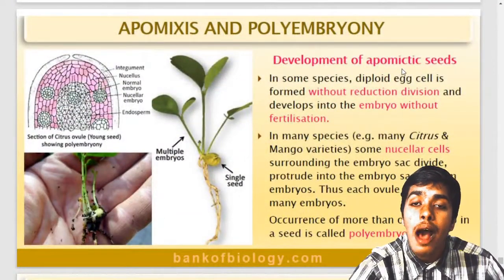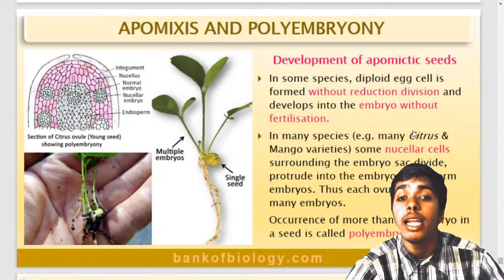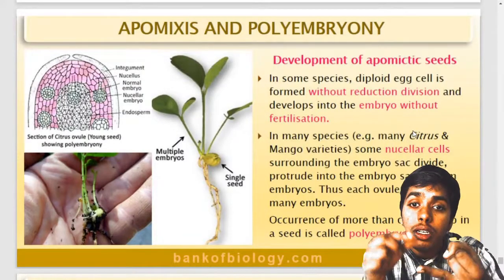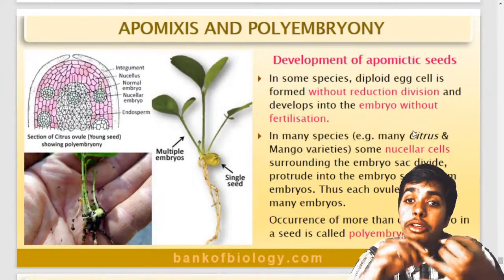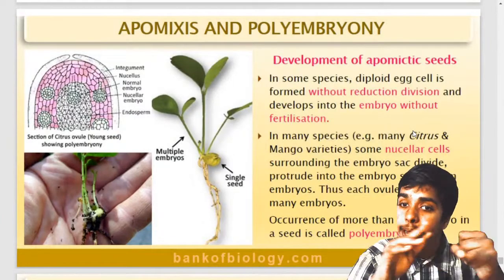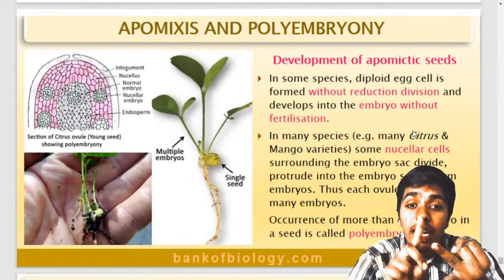Development of apomictic seeds. In some species, a diploid egg cell is formed without reduction division and develops into an embryo without fertilization. That means there are some species in which a diploid egg cell converts into an embryo without fertilization and without reduction division. So it skips two steps: one is reduction division and the other is fertilization.